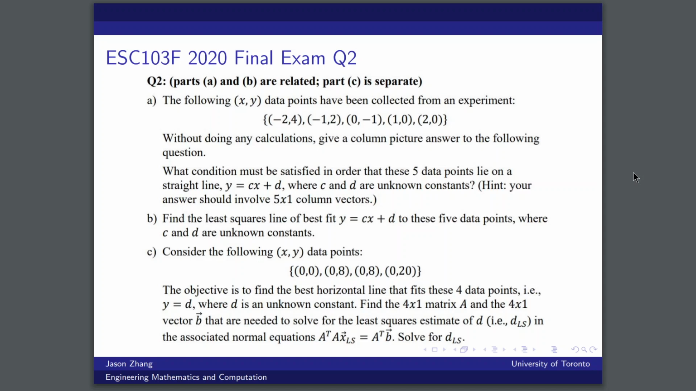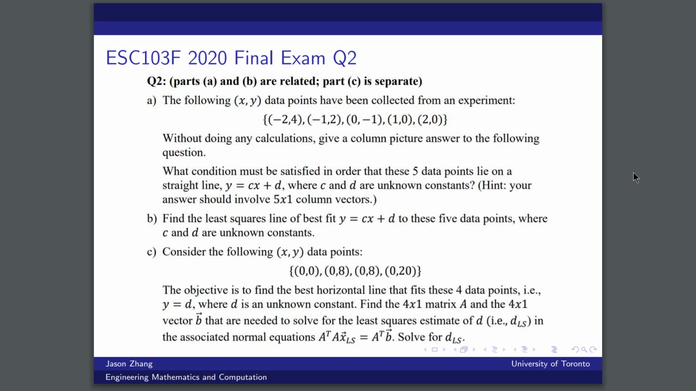So in part A, we're given 5 data points, and we want to know what condition must be satisfied if we want these 5 data points to lie on a straight line that can be modeled by y equal to cx plus d, where c and d are unknown parameters. Part B asks us to find the least squares line of best fit, y equals cx plus d, that will fit these 5 data points.